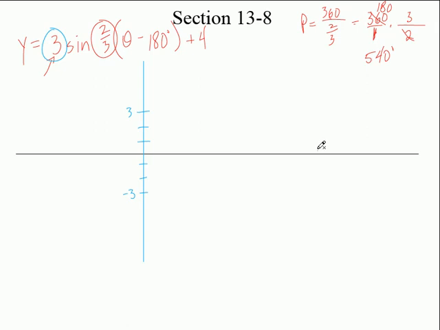I'm going to go about right there. Okay, so 540. Let's fill some in. What's half of 540? 270. Okay. And then half of that? 135. And then what's in between 270 and that? 405? Okay, good. All right, you with me so far?